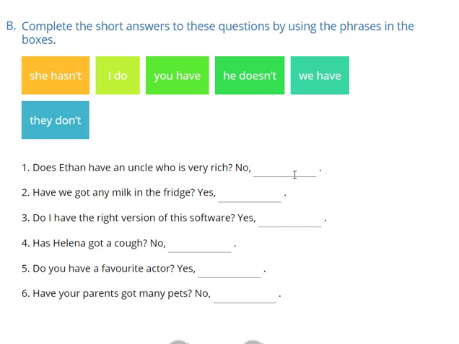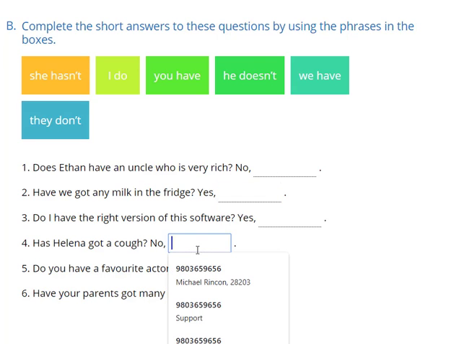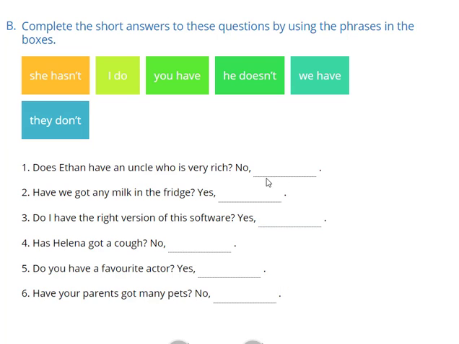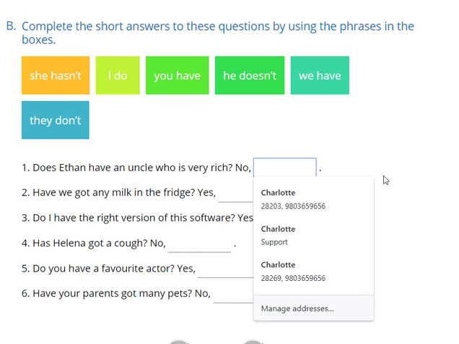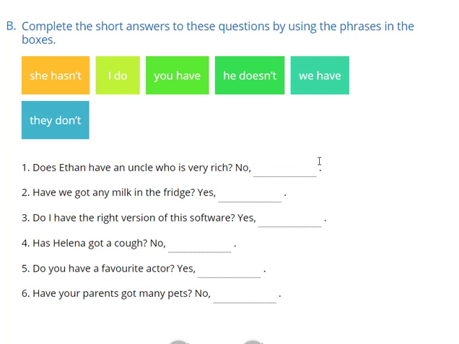Okay, sorry about that. My Google thing is messing up. Okay, well, don't worry about that. Yeah, I'm using Google right now and it's giving me my address. I'm not sure why.